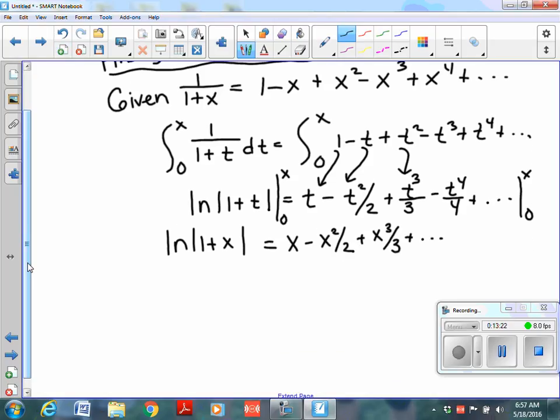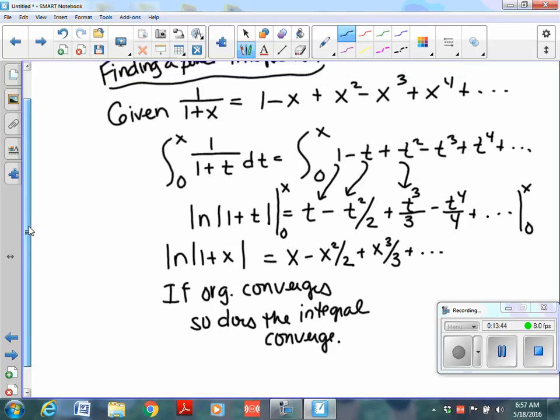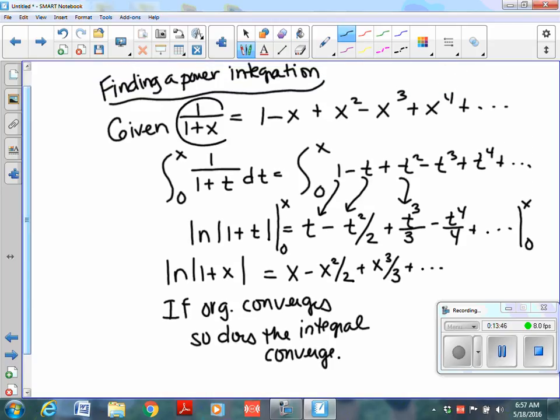Same thing with integration. If the original converges, so does the integral converge. So keep that in mind for the rest of this chapter. If the original converges, you can tell right here that it's going to converge. As x keeps getting bigger and bigger, it's going to get closer and closer to 0. So keep those two in mind.